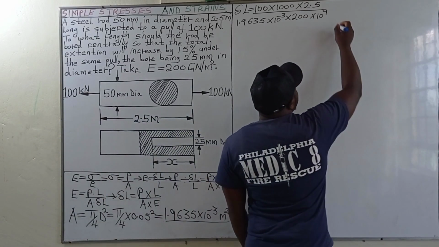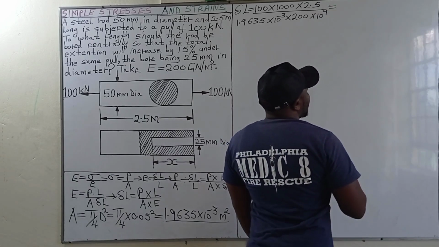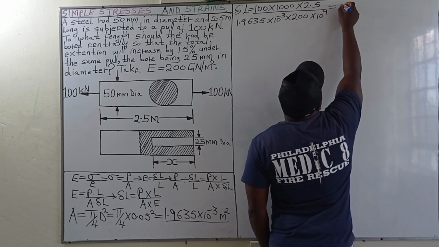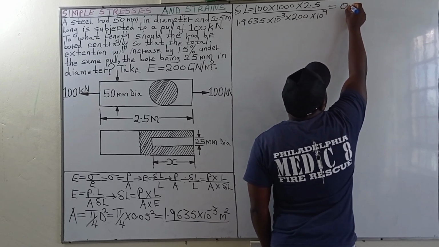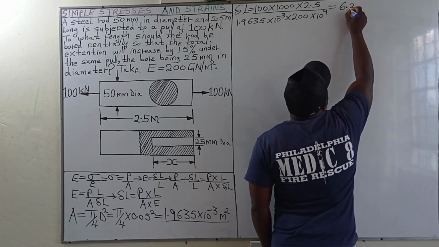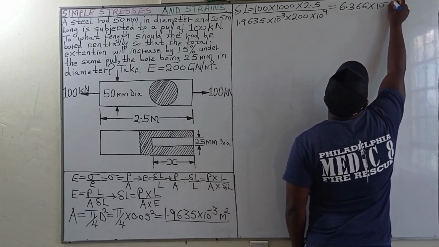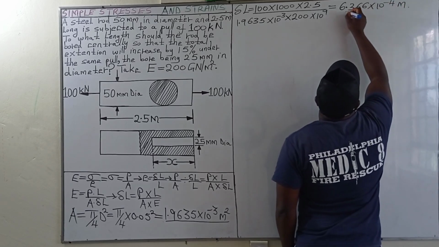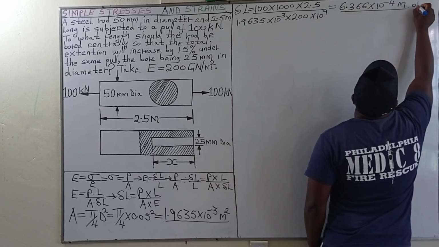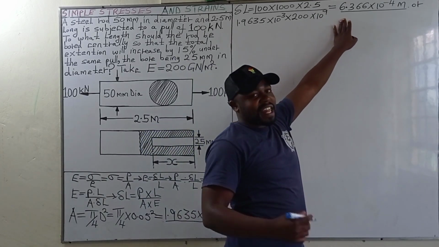So when we do that, we are going to get the change in length of this steel rod to be 6.366 times 10 raised to the power of -4 meters. So that is the change in length. When we convert it to millimeters, we multiply it by 1,000.